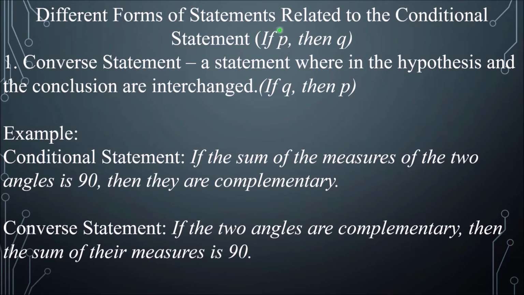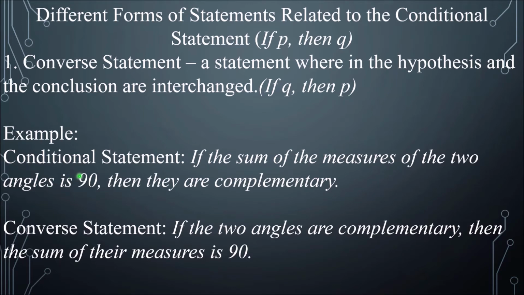Different forms of statements related to conditional statement if P then Q. Number 1, converse statement. It is a statement wherein the hypothesis and the conclusion are interchanged. In symbol, if Q then P.